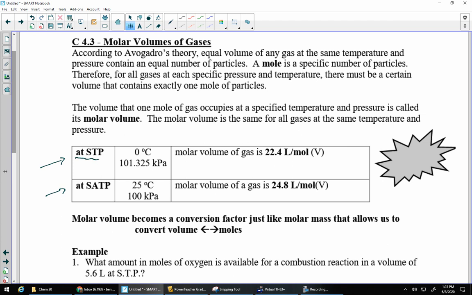So at STP, which remember is 0 degrees Celsius, 101.325 kilopascals, the molar volume of a gas is 22.4 liters per mole. What that means is when my volume is 22.4 liters, that's the same thing as 1 mole, and this is our conversion factor. That's the thing that we would do stoichiometry with, essentially, canceling out units to get what we want. At SATP, doesn't matter what type of gas it is, it's going to be 24.8 liters for every 1 mole of a substance. Cool, so just another conversion factor. That's all there really is to it.